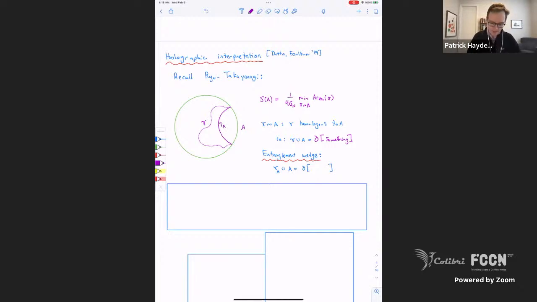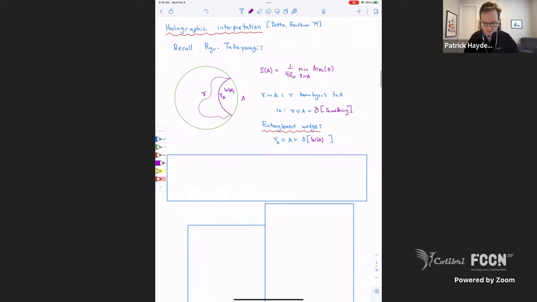Here you can see if I look at A and gamma sub A, there's a region in between them. I'll call it W_A, for wedge of A, the entanglement wedge of A. And gamma_A union A is the boundary of the entanglement wedge. That's the definition of homology, and it also simultaneously defines this notion of entanglement wedge, which plays an important role in the theory of these things. So that's the Ryu-Takayanagi formula.